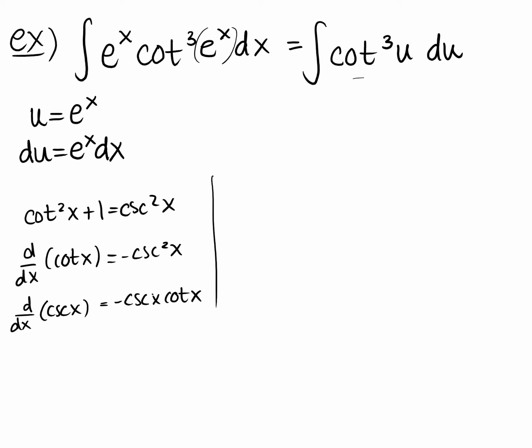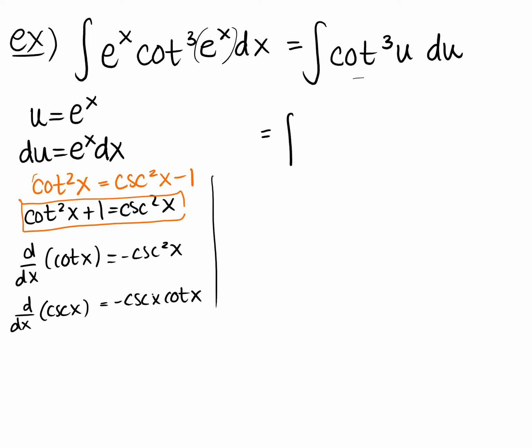I think the key is going to be this guy right here. Because if I solve this for cotangent squared, I'm going to get cosecant squared minus 1. I don't know if I want to do that, but I'm going to just try it.